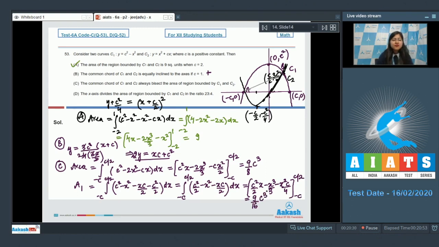Which is half of the total area, which means that the common chord is bisecting the area of the region bounded by C1 and C2. So option number C is correct.